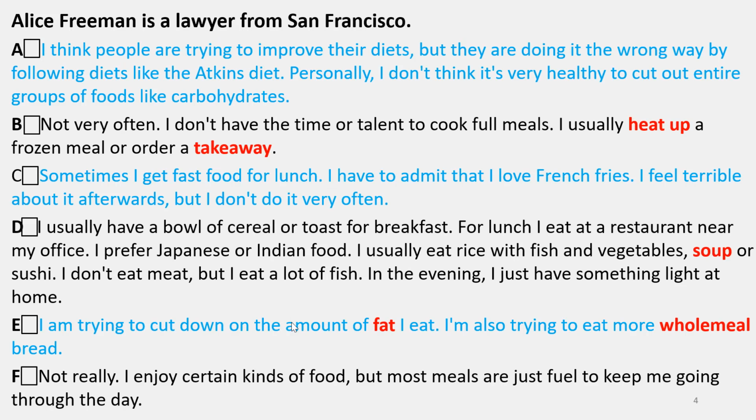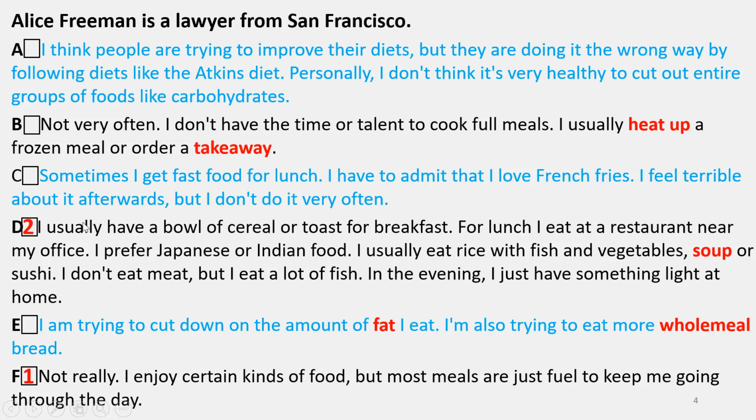Okay, for question 1, let's see if food's a pleasure for you, and let's see how Alice answers this question. As you can see in paragraph F, Alice says, not really. I enjoy certain kinds of food, but most meals are just fuel to keep me going through the day. Okay, for the second question, what do you normally eat in a typical day?